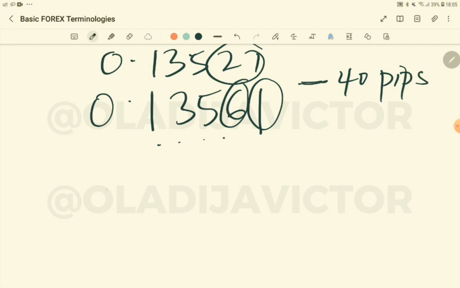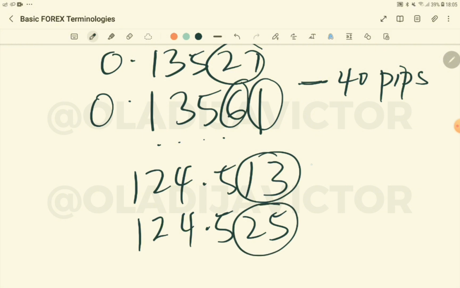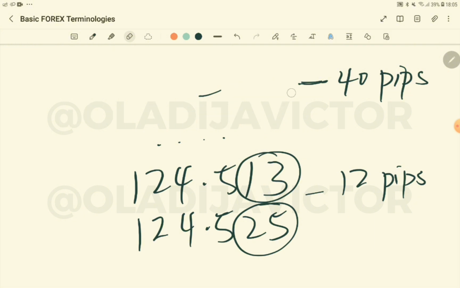For JPY pairs, if it's 124.513 maybe to 124.525, it's from 13 to 25. So 13 to 25 is how many pips? 12 pips. I hope we understand that.